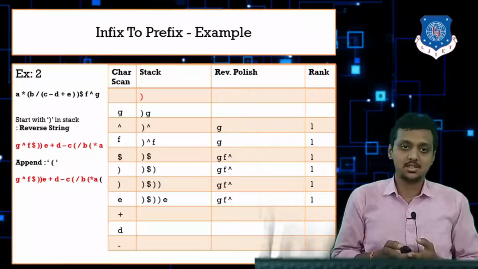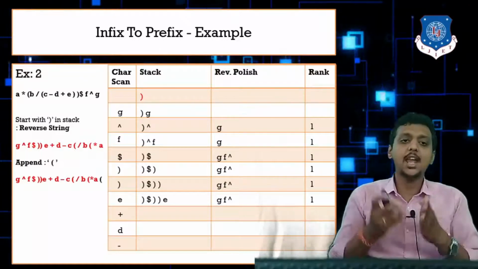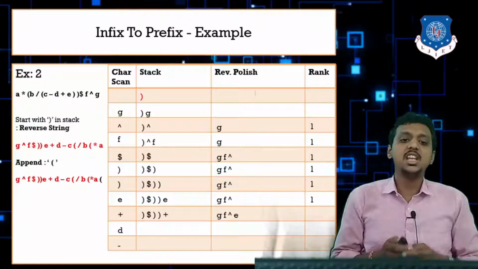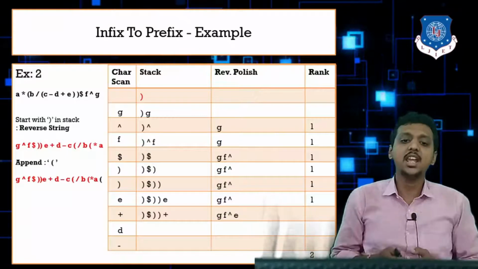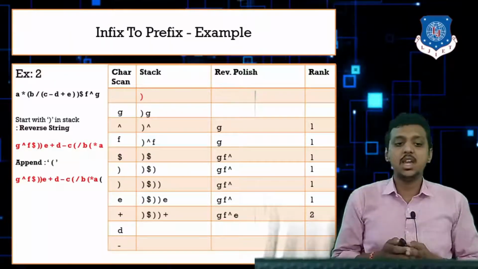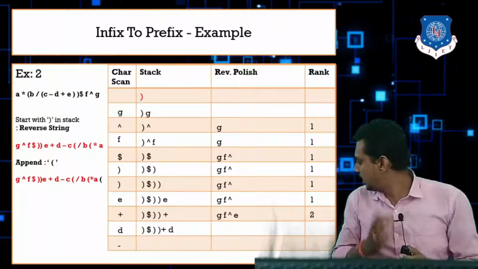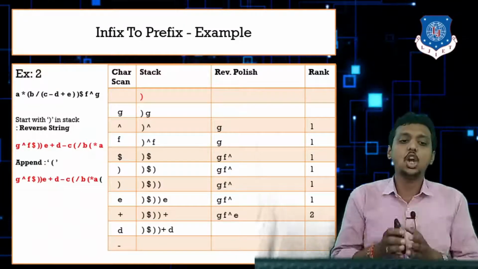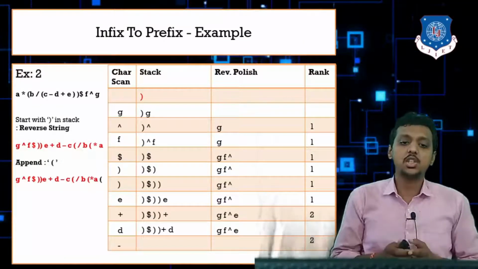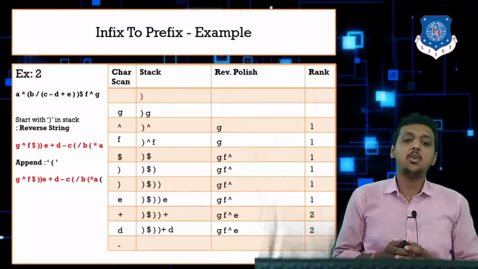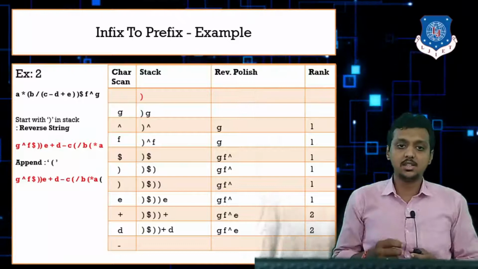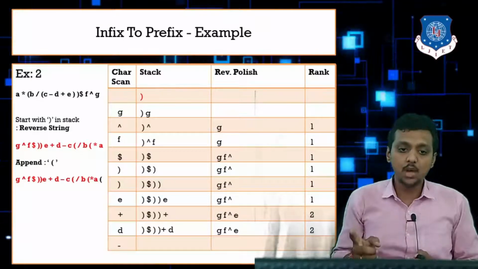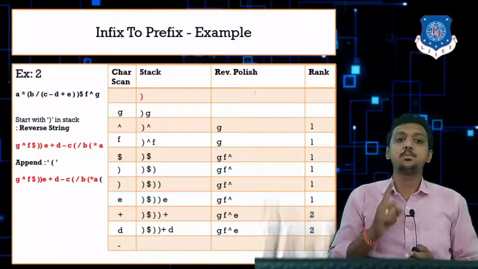Next we have plus. So push plus inside the stack and pop E, because E has a higher precedence than plus. So the reverse polish becomes G F caret E. Rank becomes 2. Next we have D. Obviously, push D inside the stack. So the stack becomes closing dollar closing plus D, and the reverse polish and rank remain as they are. Next we have minus. Now see what to do with the minus. The minus has the lowest precedence compared to D, so D will be popped out, and minus is pushed inside the stack.